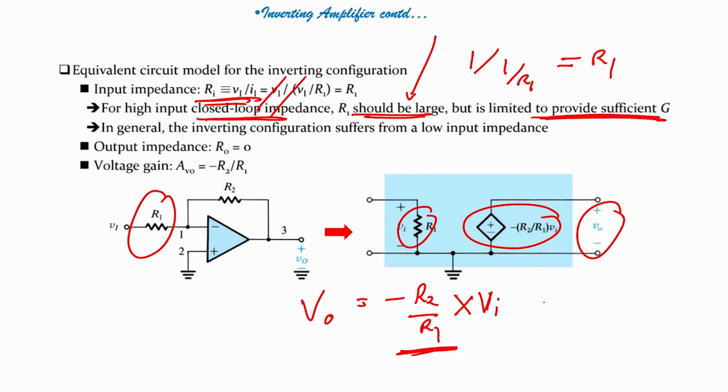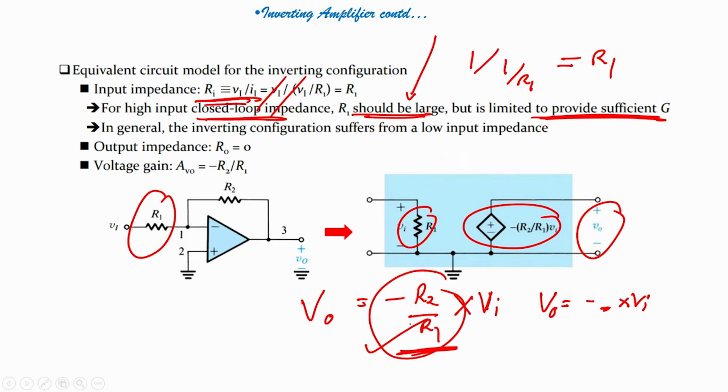Let us say if R1 is infinite, or close to infinite, this R2 by R1 will be extremely small into VI. So, I cannot do that, R1 cannot be extremely high, this is not possible, right. Otherwise, this will not work properly. So, what is written? But is limited to provide sufficient gain. That we have to use a very high value of R1, but we also have to understand what is the gain of our amplifier.